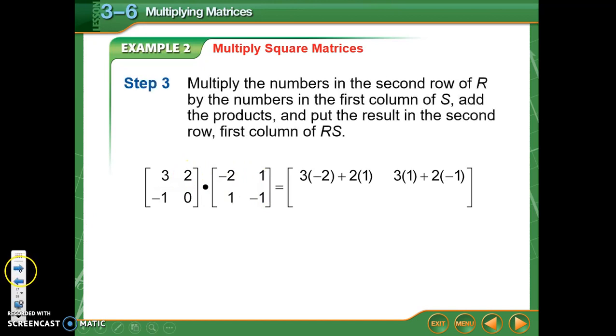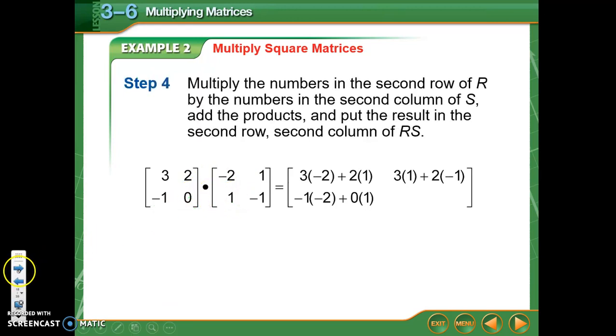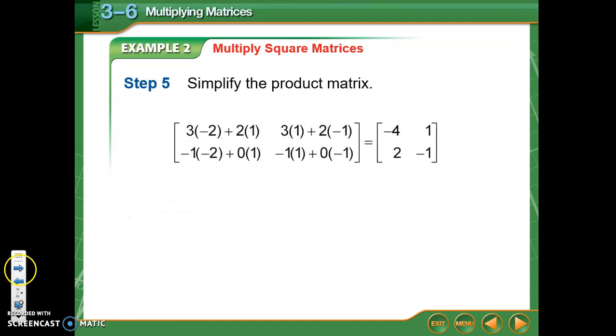Then we're going to repeat that process, but with the second row. So here I'm going to do my second row, first column, negative 1 times negative 2 plus 0 times 1. And then I'm going to do second row, second column. Negative 1 times 1 plus 0 times negative 1. So I have this matrix full of these products and sums, and then I just have to simplify.